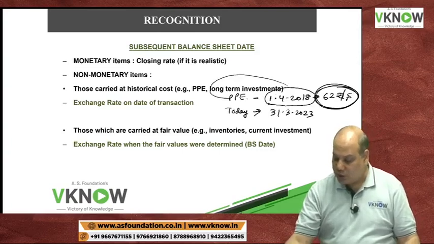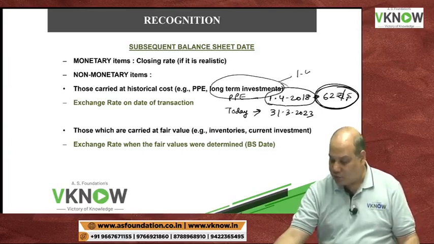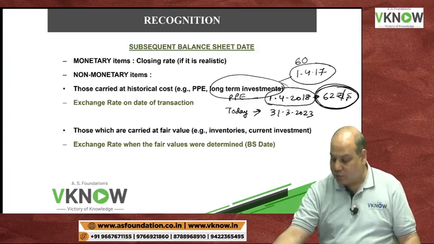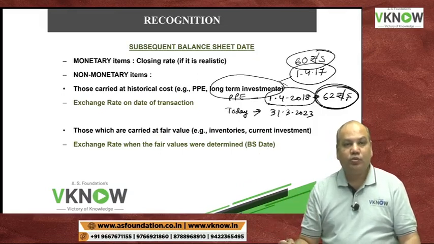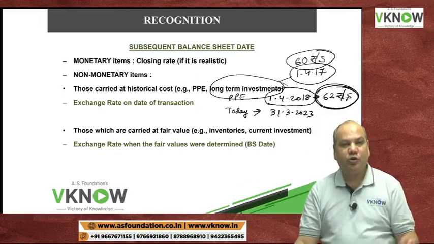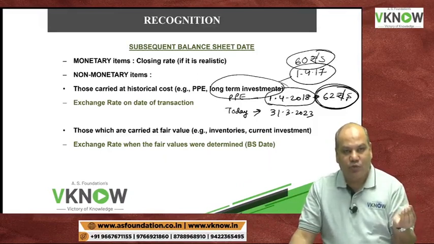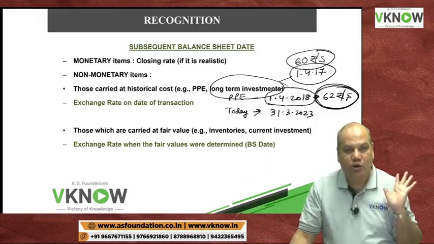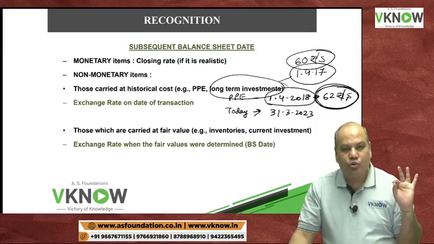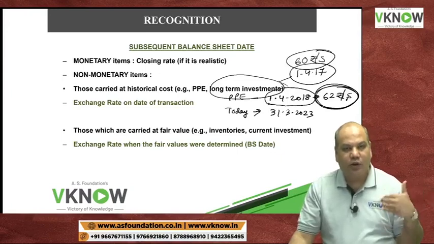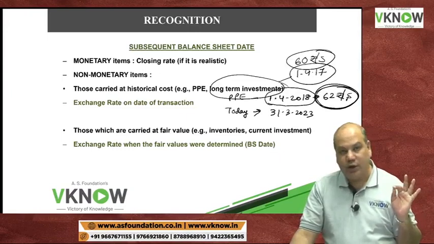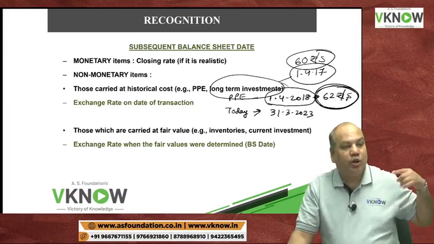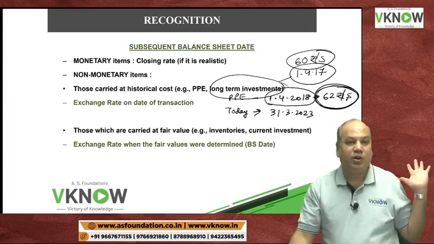Or for example, if I purchased a long-term investment on 1/4/17, that day the rate was 60 rupees per dollar. Today also, I will take 60 rupees only, because the logic is simple. I am using the historical cost model, so due to a change in exchange rate, the value should not change. Whereas in case of a monetary item, I have to see today how much amount is receivable or payable.